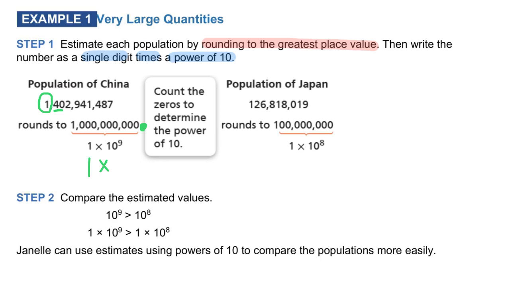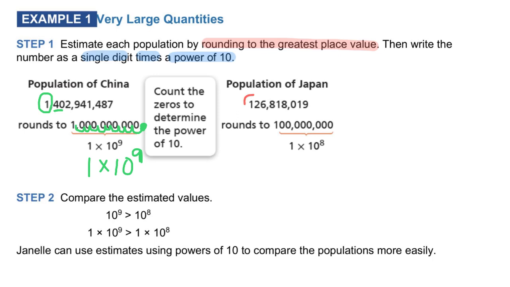Now to figure out that 9, we're going to count until it's right after the 1. 1, 2, 3, 4, 5, 6, 7, 8, 9. Plop it down right after that first digit. That is your exponent.